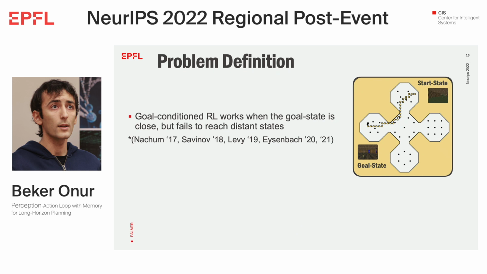Existing goal-conditioned reinforcement learning algorithms struggle when the goal state is far away. This is because as the goal state gets further, the number of trajectories that can reach it increases exponentially. How can we make this search tractable?